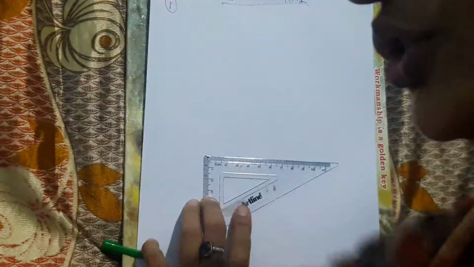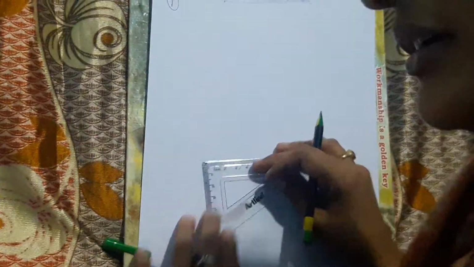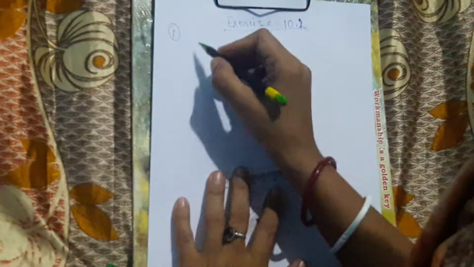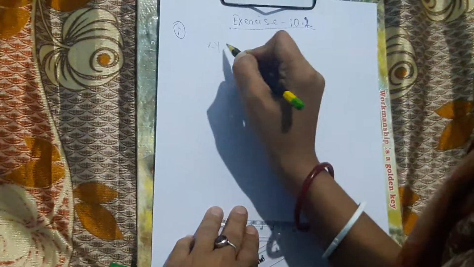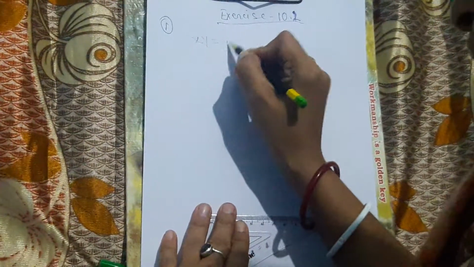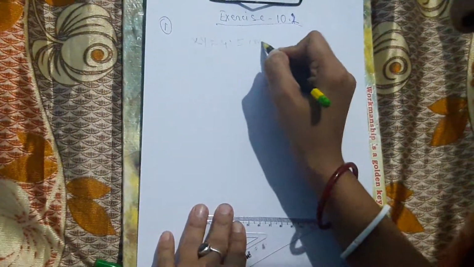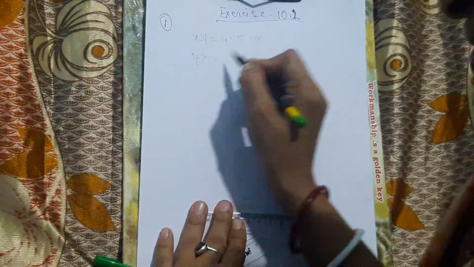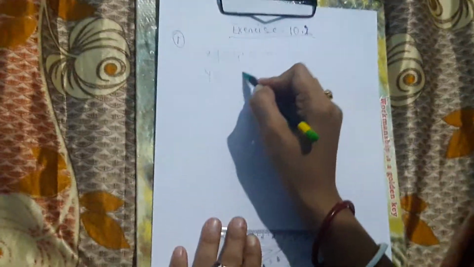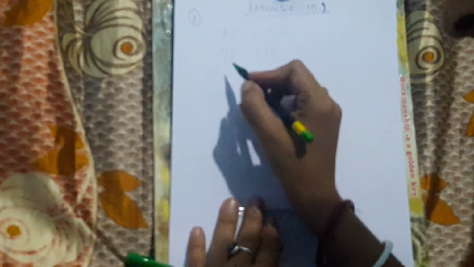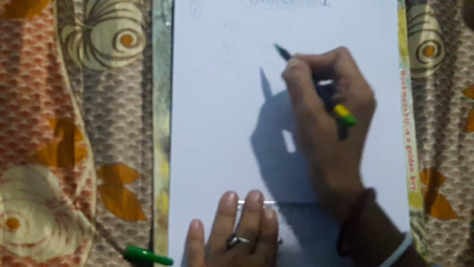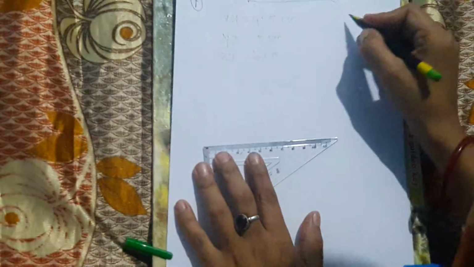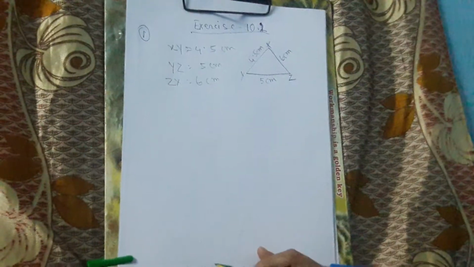First question is, construct a triangle XYZ in which XY equal to 4.5 centimeter. Okay, what has been given? First one is XY equal to 4.5 centimeter. Then YZ has been given as 5 centimeter, and ZX has been given as 6 centimeter. Okay, so first you can go for a rough sketch.